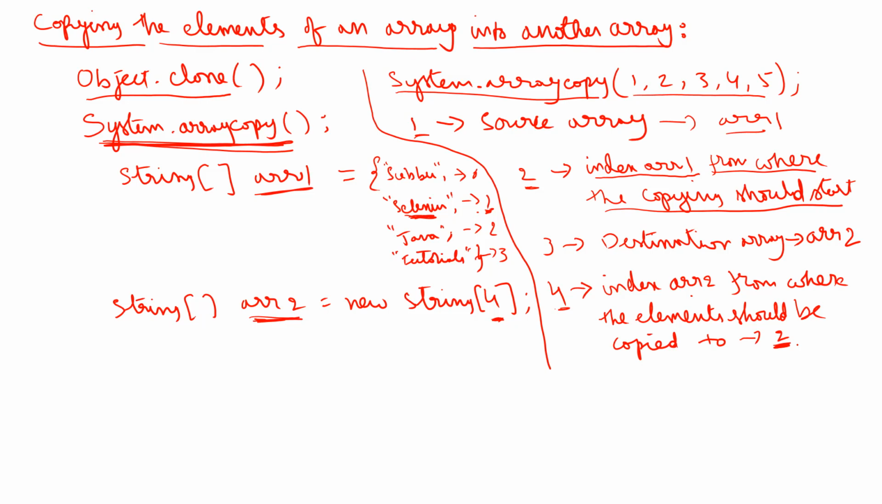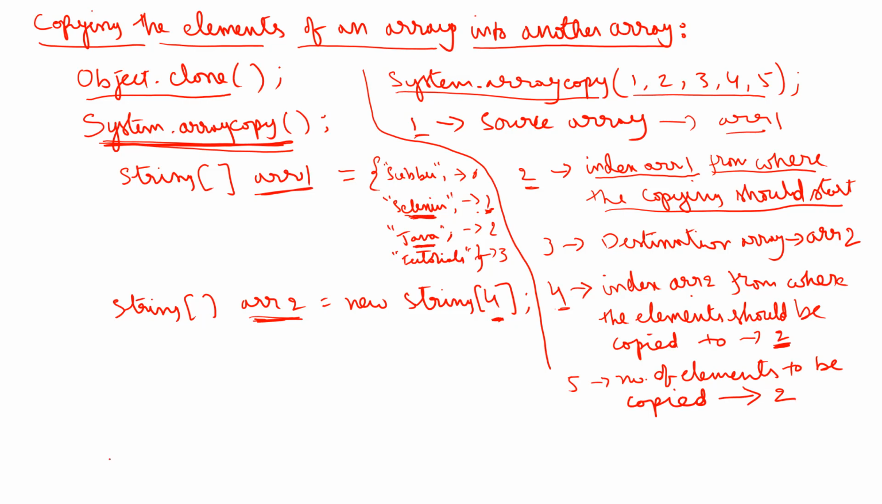Now the fifth argument is the number of elements to be copied. So this is the fifth argument. Let's say I want to copy only these 2 elements, Selenium and Java. In that case, it becomes 2, the number of elements that should be copied.